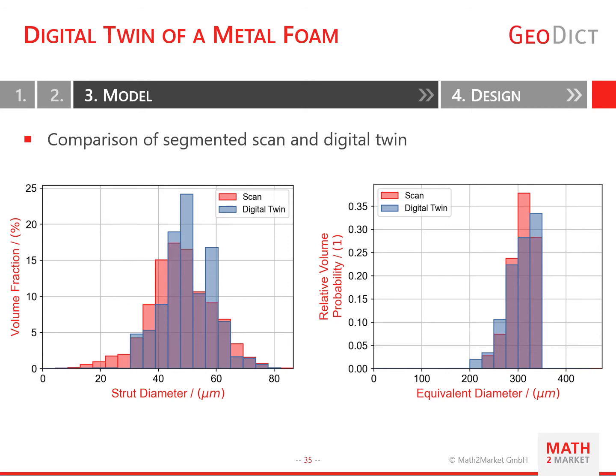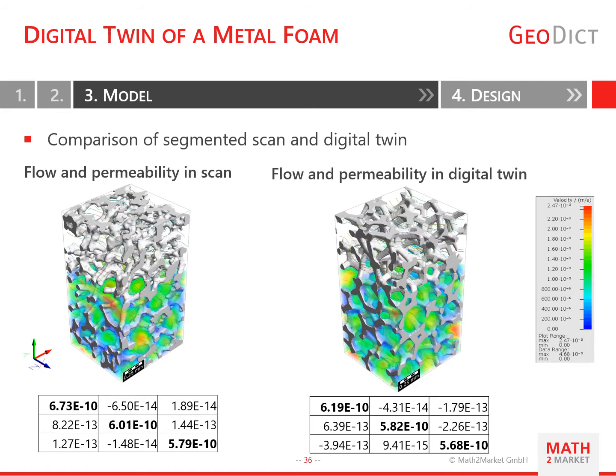The pore diameters are even more alike than the strut diameters. That is no surprise, as we defined the pore diameters in FoamGeo. The strut diameters were derived from the combination of pore diameter and given solid volume fraction. We also compared the permeability tensors of both scan and digital twin, and here you can see that they match as well.